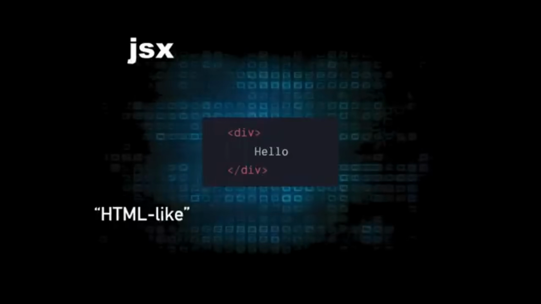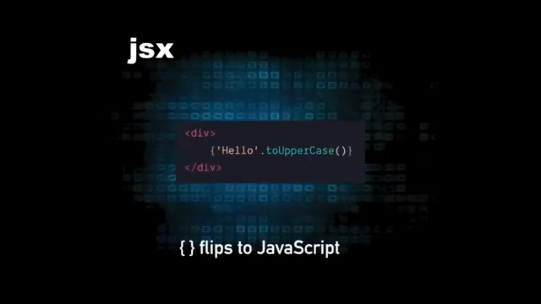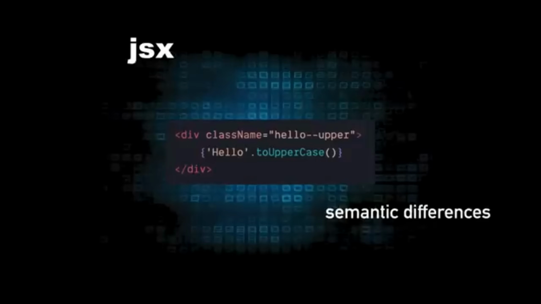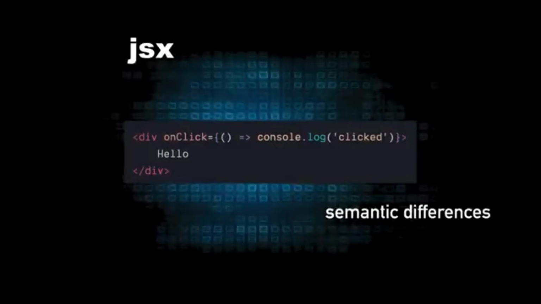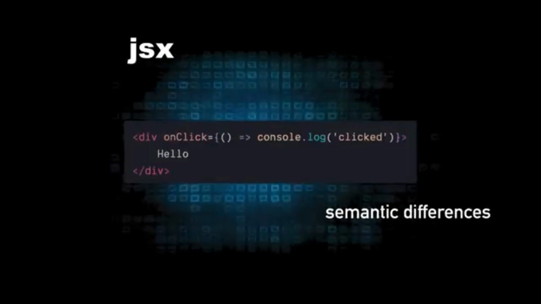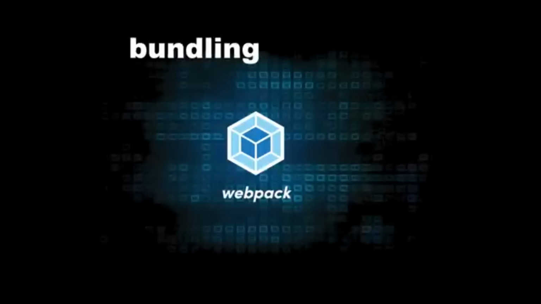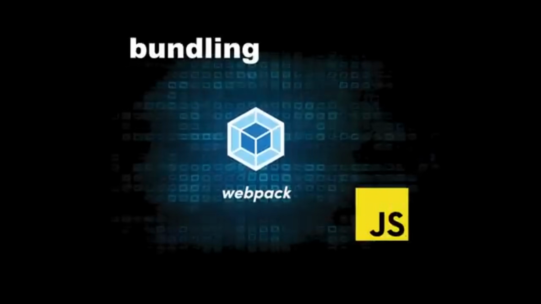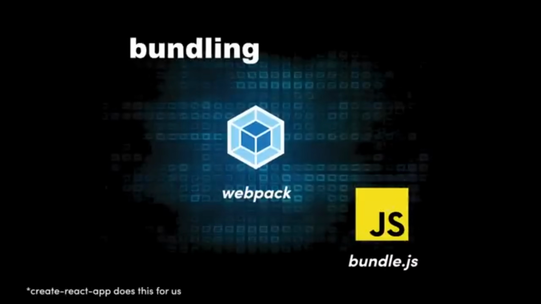This has an HTML-like syntax, which can get flipped to writing JavaScript when you put brackets in. Keep in mind it's not HTML. There are big and small differences. Class gets converted to className, and you can enter an on-click listener with the property onClick. Since JSX is not real JavaScript, that's why we need the library Webpack. It converts our React components into a single file called bundle.js that the browser can actually run.